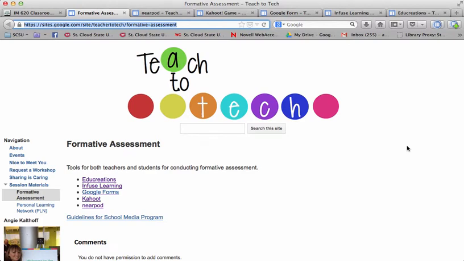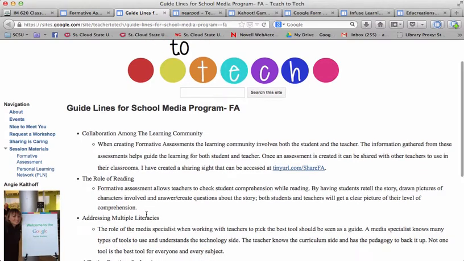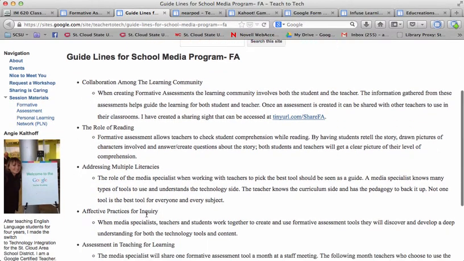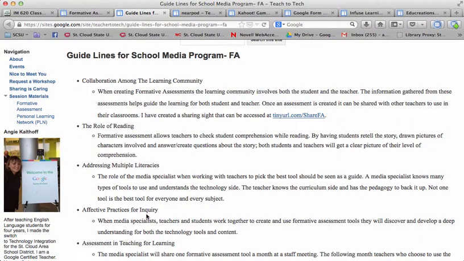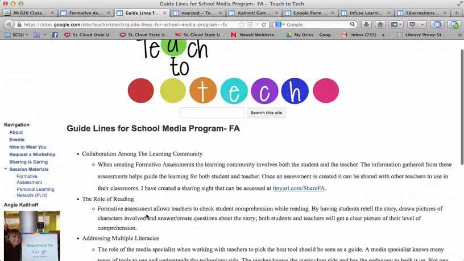I chose to make a website for my presentation for class with the collaboration between media specialists, teachers, and students. And I chose to focus my topic on formative assessment and different tools that teachers can use in their classrooms. I aligned it to the guidelines for the media program, so teachers can go here and see the role of collaboration among the learners, the role of reading, addressing multiple literacies, effective practices for inquiry, assessment for teaching and learning.